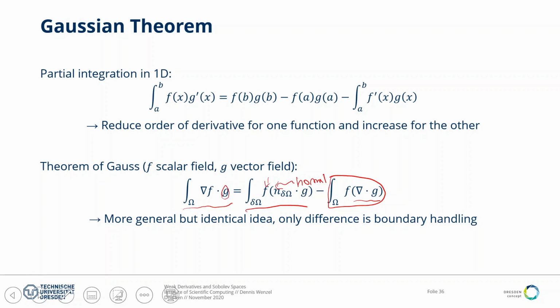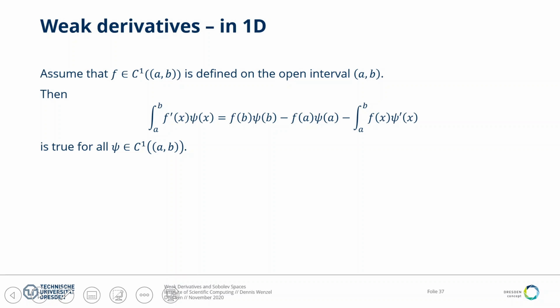Okay, so that's a short interlude. And now we're getting to weak derivatives, and we start with a derivation in 1D because there it is a lot simpler to write down, but the ideas are completely the same. Okay, assume that I have a function f that is C1, so once differentiable in a completely classical sense, just a differentiable function on an interval (a,b) that is open. Then I can express that integral here on the left hand side over f prime times some function psi as the stuff that is written on the right hand side.